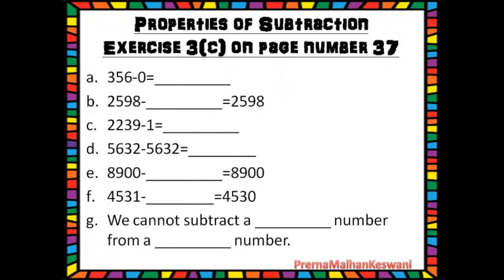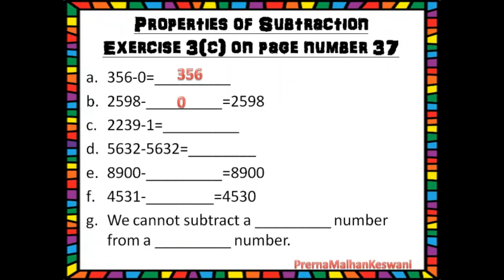The first is 356 minus 0. So children, you're subtracting 0 and we have done the property when you subtract 0 from any number, you get the same number as the answer, 356. Now let's do the B part. 2598 minus what will give you the same number? Yes, when you subtract 0 from any number, you will get the same number as the answer.